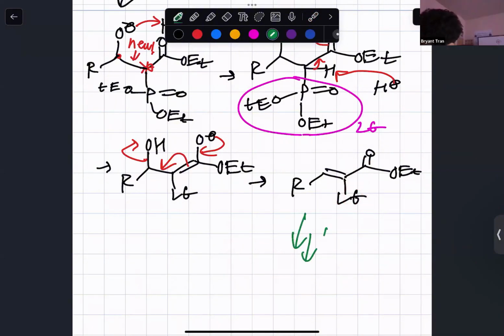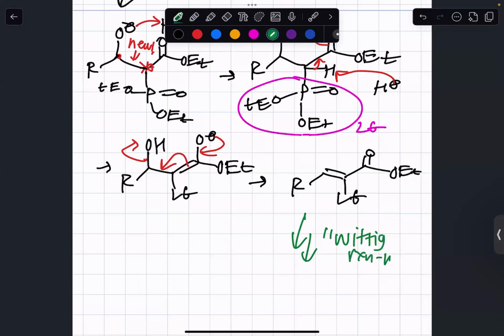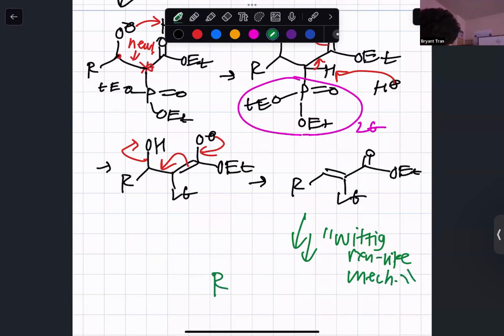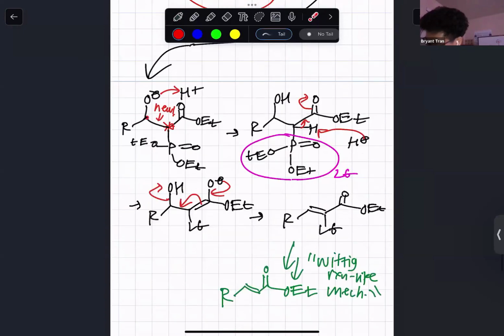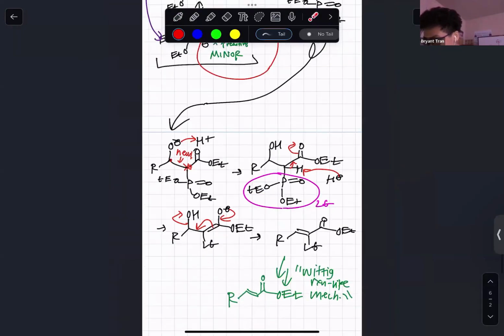So did he go over the mechanism in class? He just mentioned, oh, you can do this, but I had no idea. He just wrote it and then moved on. Yeah, that's weird. So we know that we could do a Wittig reaction-like mechanism because there is a phosphorus here, which can leave somehow. So the mechanism, don't worry about it because he didn't go over it.